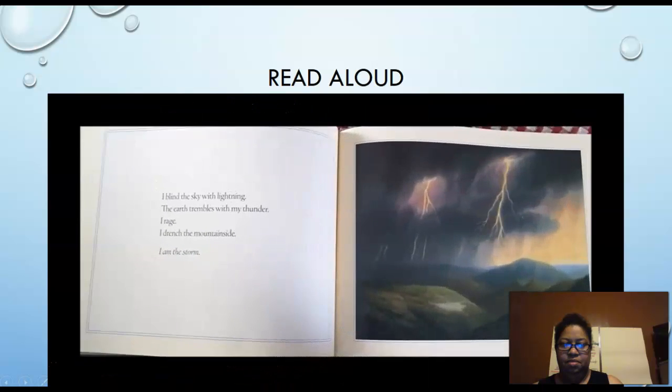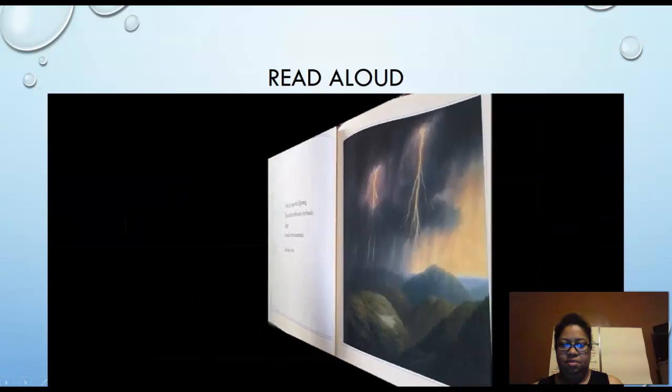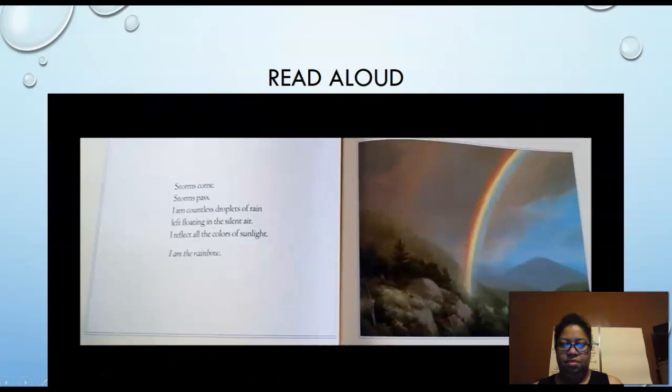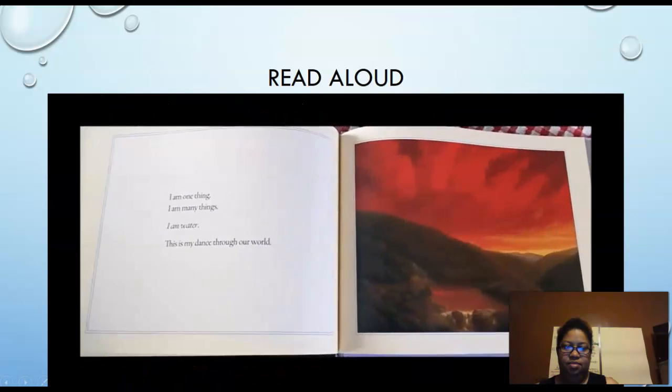I blind the sky with lightning. The earth trembles with my thunder. I rage. I drench the mountainside. I am the storm. Storms come, storms pass. I am countless droplets of rain left floating in the silent air. I reflect all the colors of sunlight. I am the rainbow. I am one thing. I am many things. I am water. This is my dance through our world.